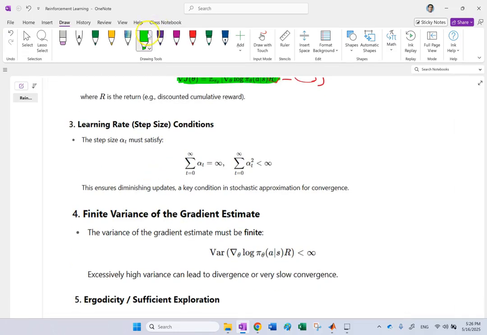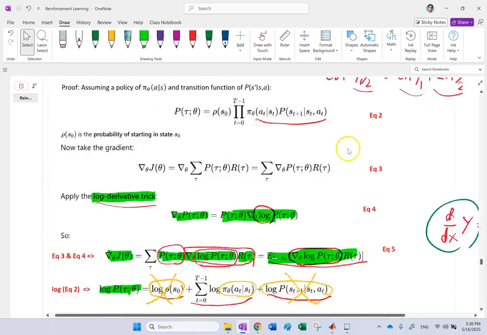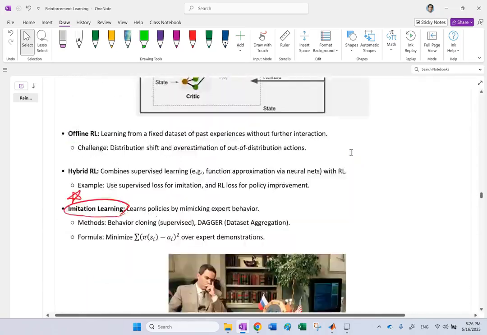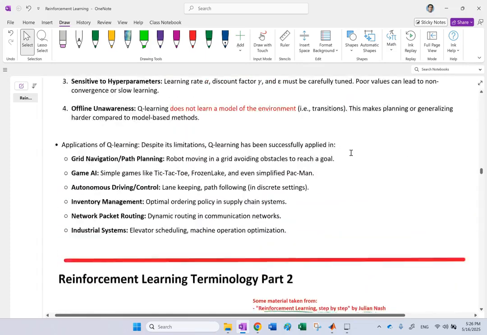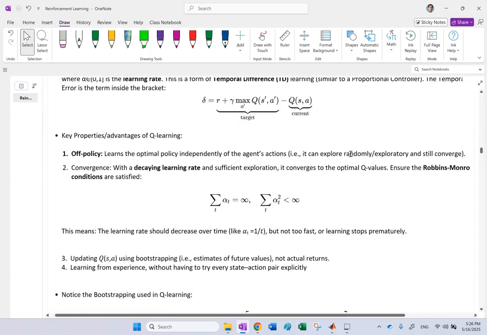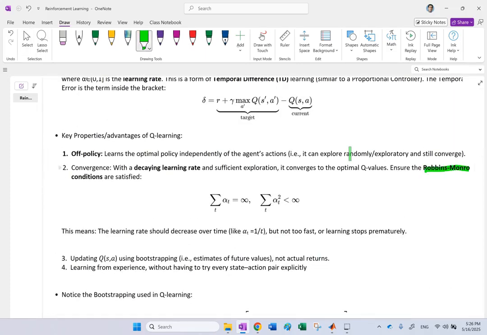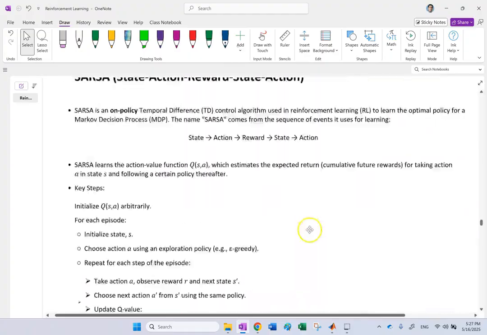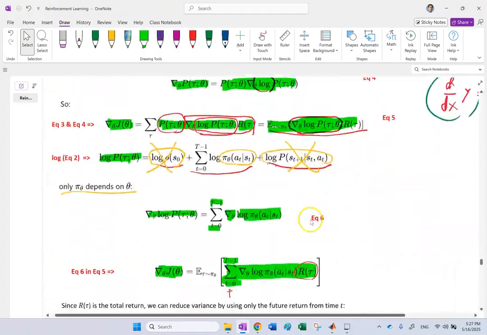For the learning rate, remember this condition we discussed, that the alphas should go down. We had it in one of our previous videos. Let me show you if you want to refer back to it. There we go. It was called the Robbins-Monro conditions. So here you have to have the same condition for the learning rate to make sure that it works.